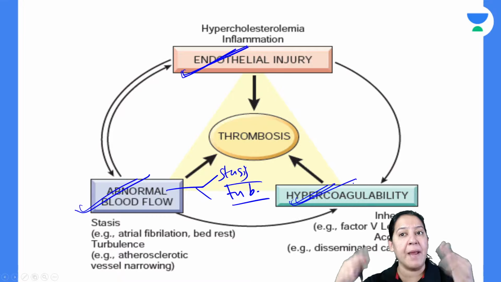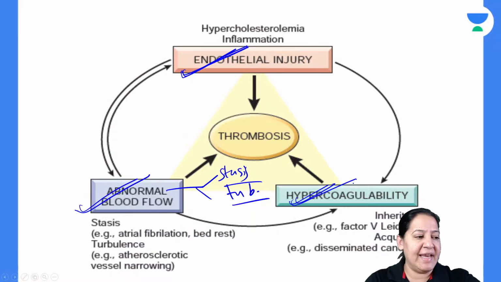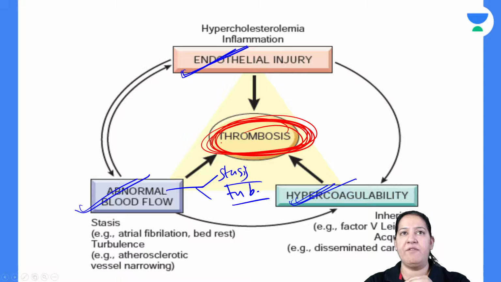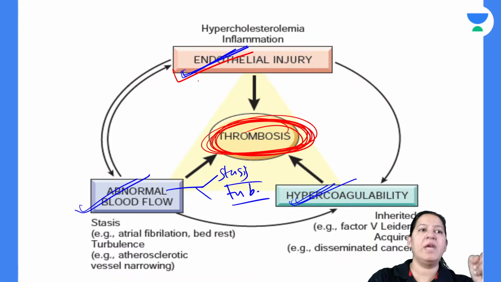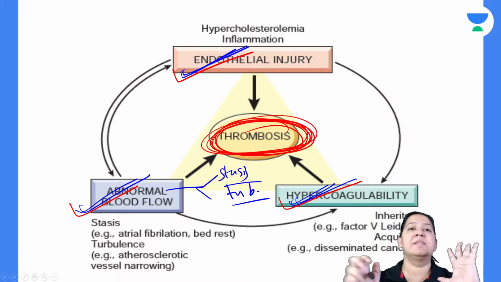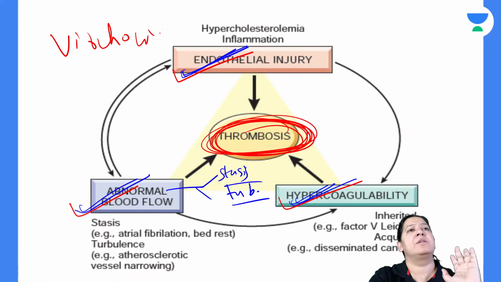The blood becomes hypercoagulable. Because of any of the three reasons, it can lead to thrombosis. Have you got it? Either by endothelial injury or abnormal blood flow or hypercoagulability. These three reasons are known as Virchow triad. It is asked multiple times in your exam.